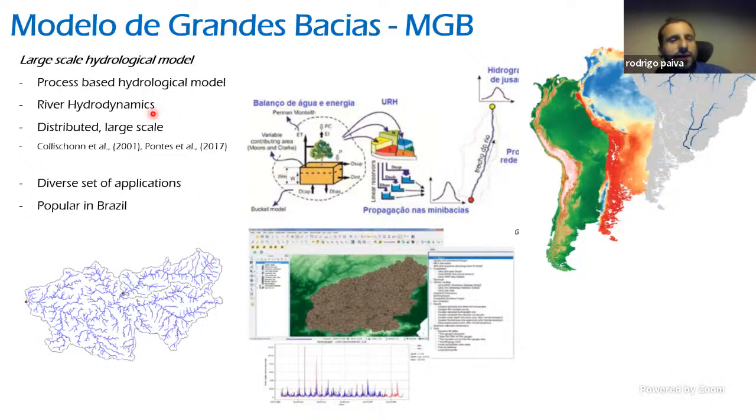So we use a special, detailed model for that. It is distributed and large scale, as I said, we produce results over a large river network. It was used already for a diverse set of applications, and it became popular in Brazil. So it was applied in several basins in Brazil, South America, and also other continents such as Africa and even the United States. And it has some things like a graphic interface like this. And it was used in basins in South America like this, as I will show you.